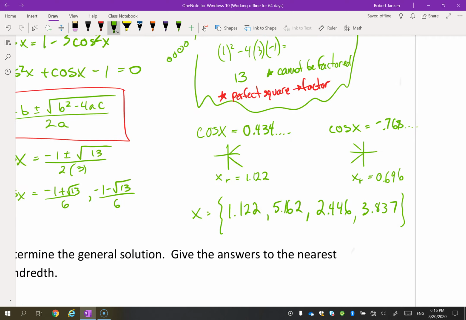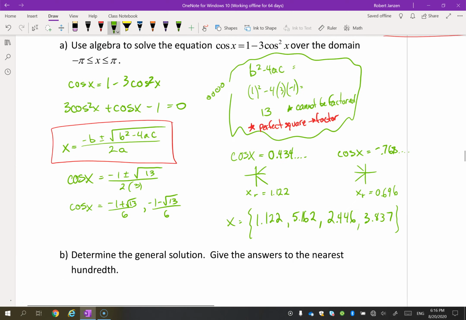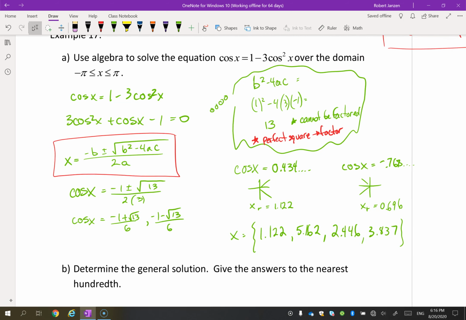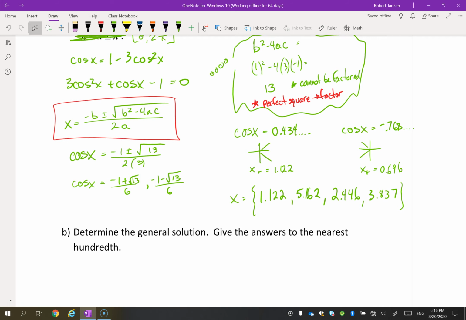All right, that's a really tough question. It's a very tough question. And in fact, we didn't solve it for negative pi to pi. We actually solved it from 0 to 2 pi. Okay, if we had to do from negative pi to pi, it would be a little bit different. The general solution, we're just going to add 2k pi to each one.